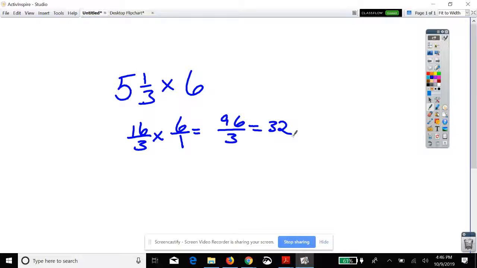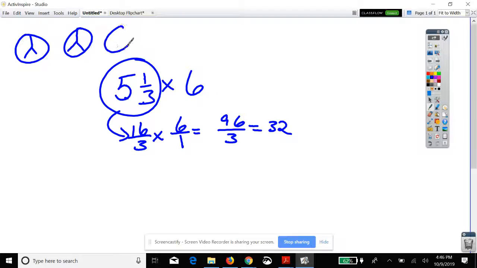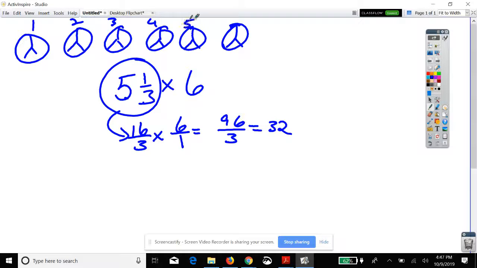Okay. Now, some people forget how to go from the mixed number to the improper fraction. So they don't know how to do it, or they mess it up, because they're not sure what this 5 means. What this 5 means is I have groups of 3. So each of these circles is 1, and they're split into 3 pieces. One, two, three, four, five. And I have 1 extra. So I've got 5 whole pieces.